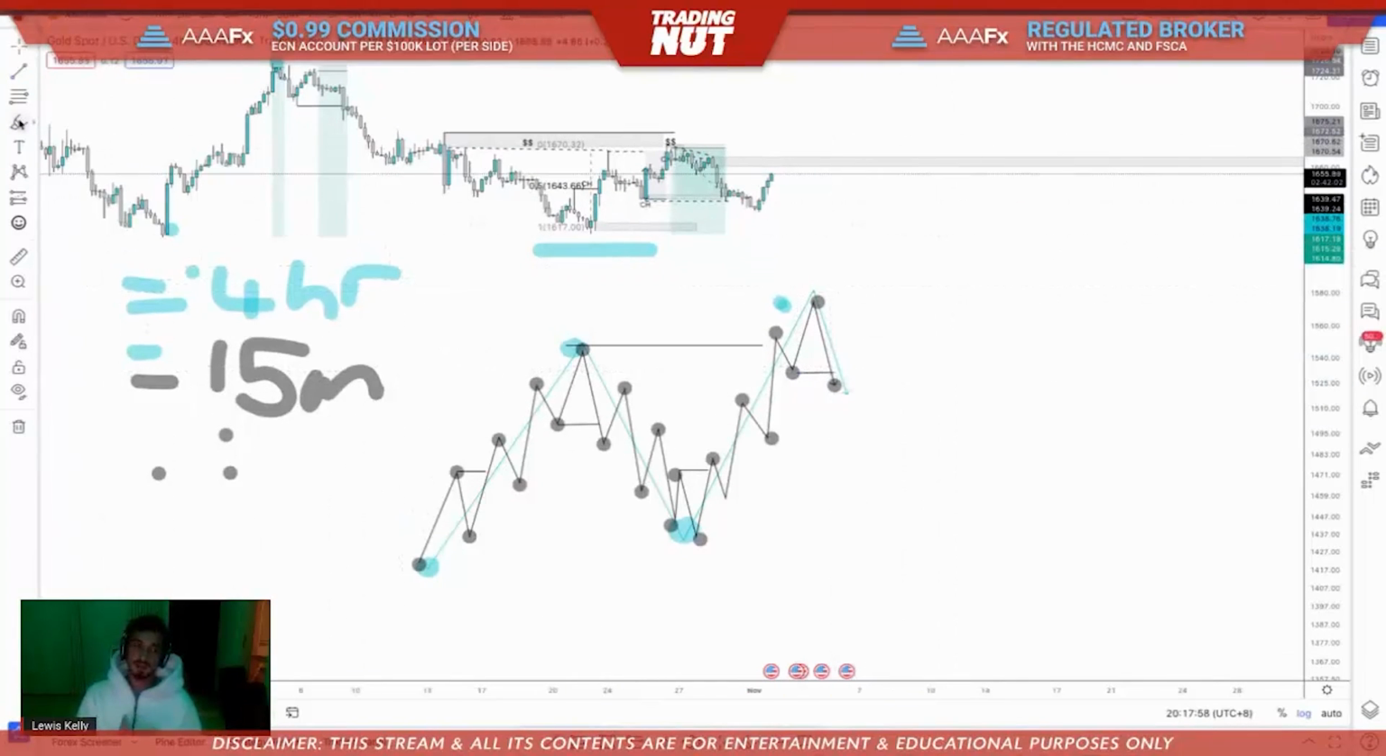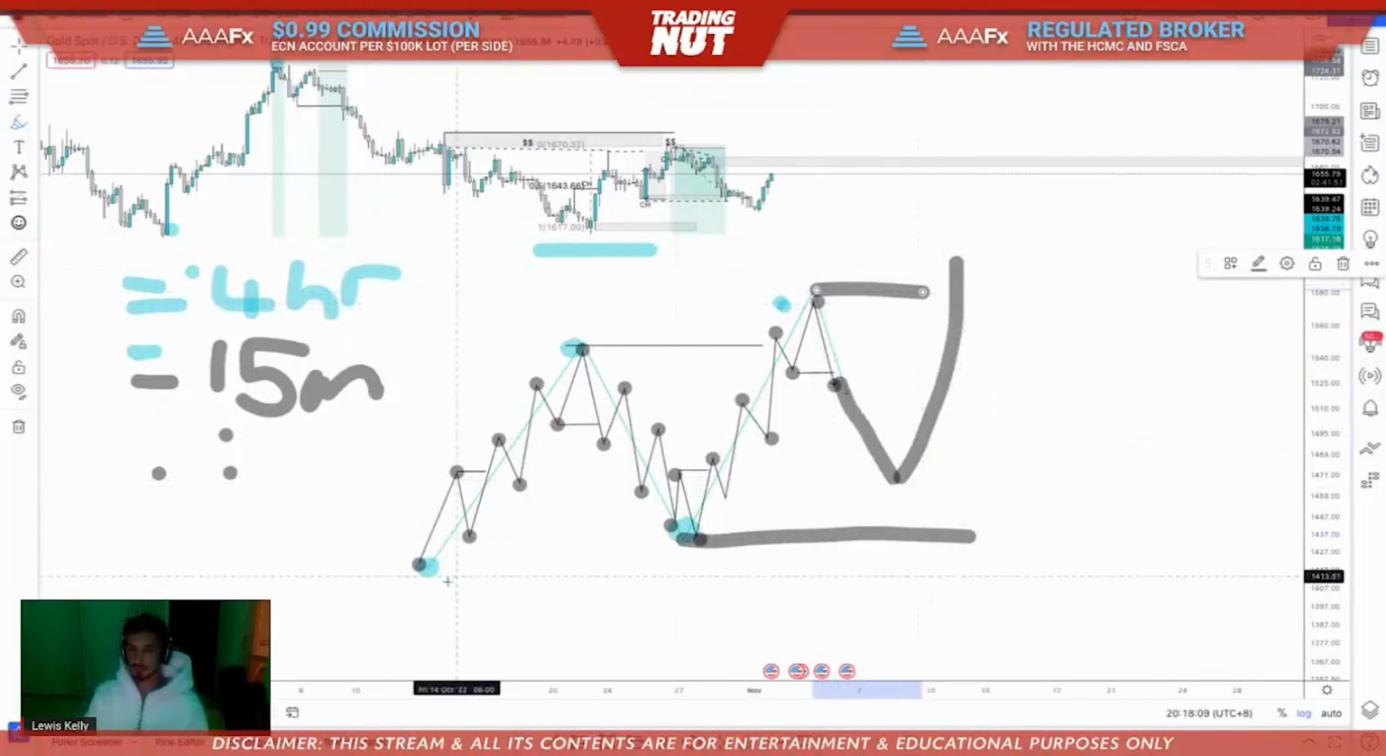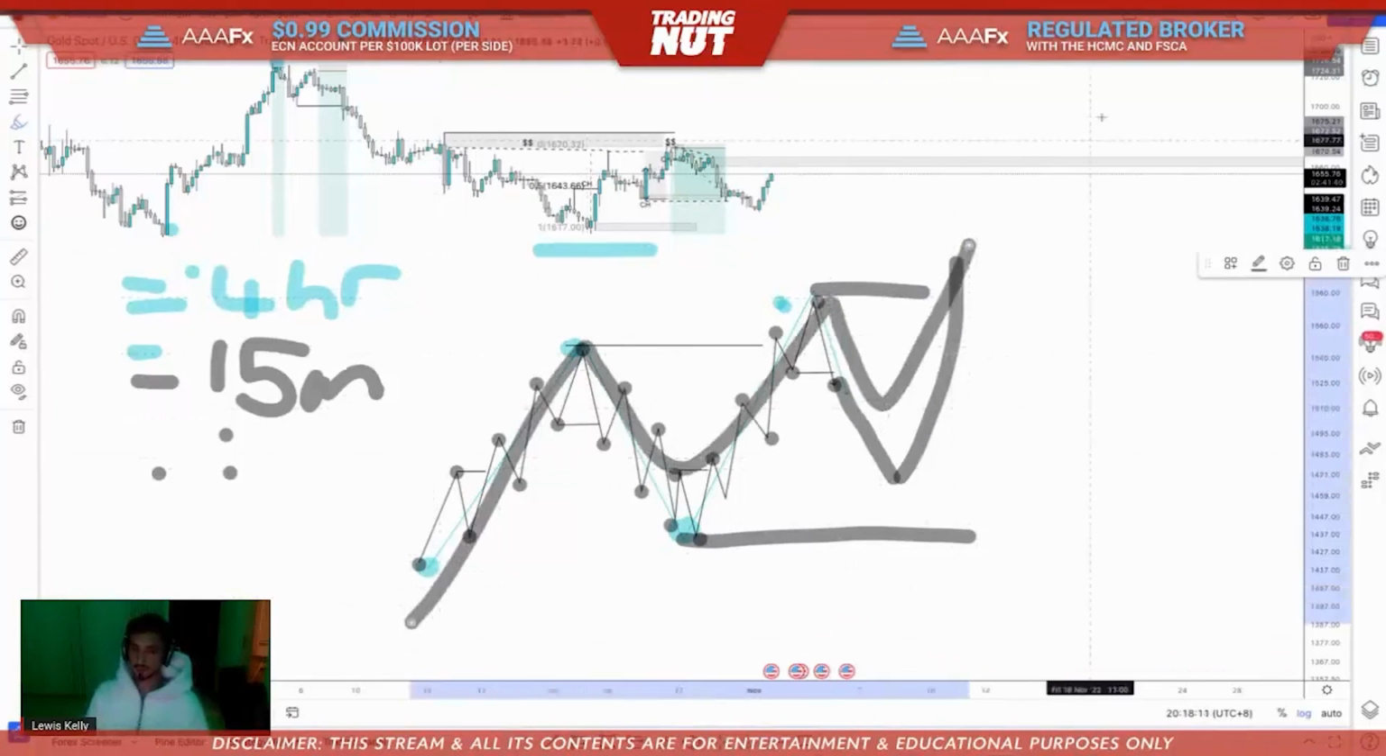So now we are expecting, which is called expectational order flow. We're expecting price to come somewhere above this low and take out this high, because that is the expectational order flow. All we are expecting is bullish price action.